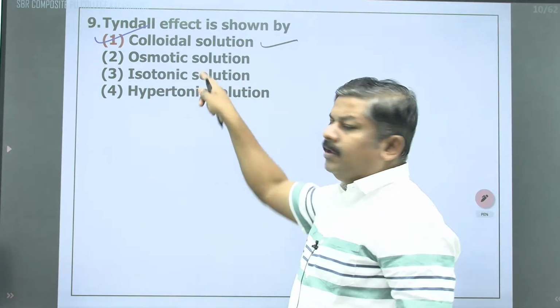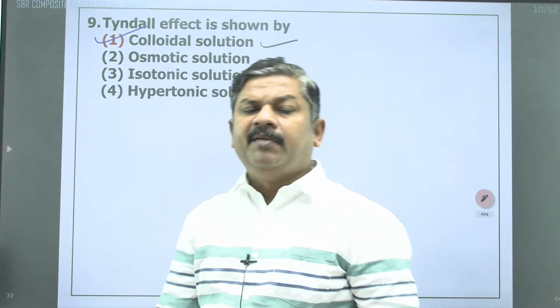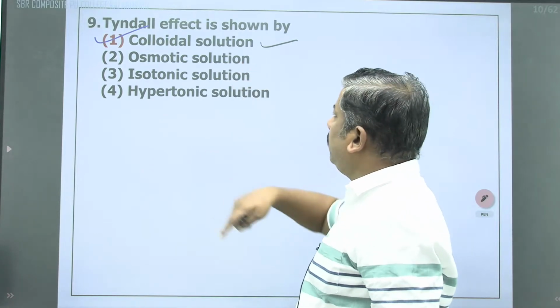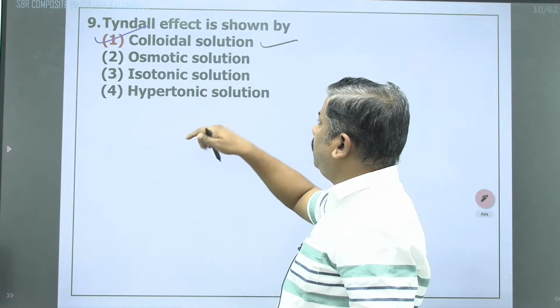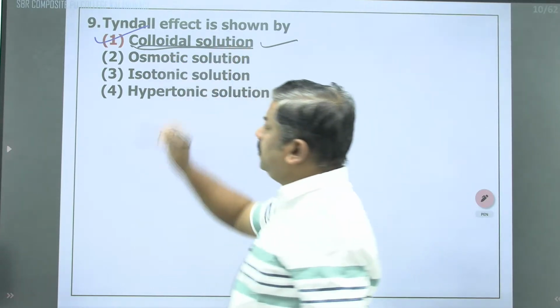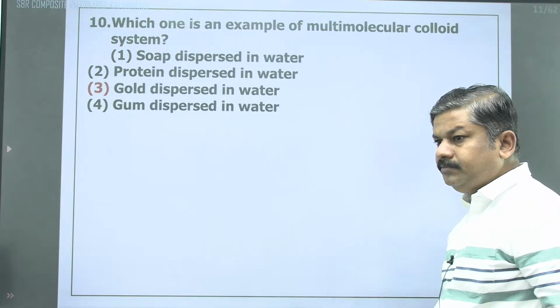Osmotic solution: whatever colloidal solutions there are, those colloidal solutions exhibit very, very low colligative properties. Osmotic solution cannot be considered. Isotonic solution is also not related to this one. Hypertonic is also not related. Only colloidal solutions exhibit the Tyndall effect. Ninth one, it is the first option.